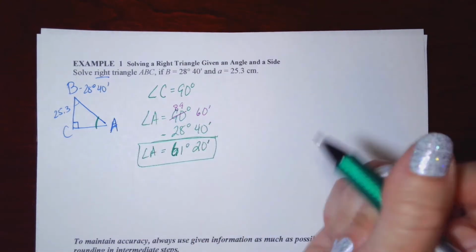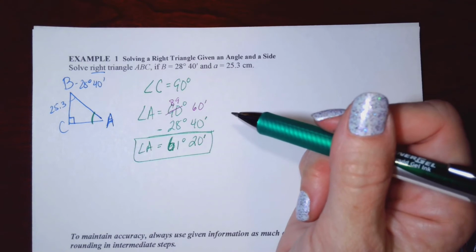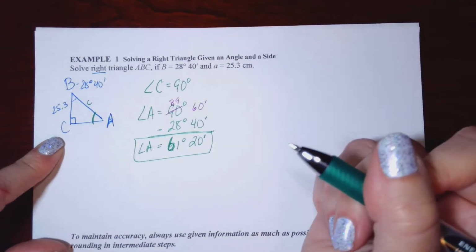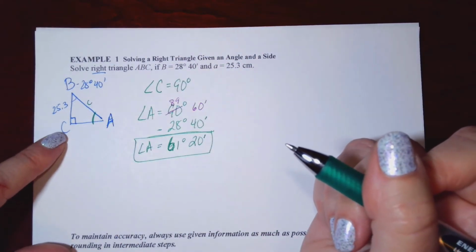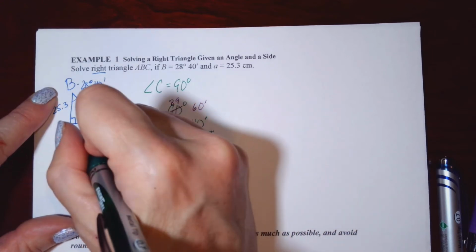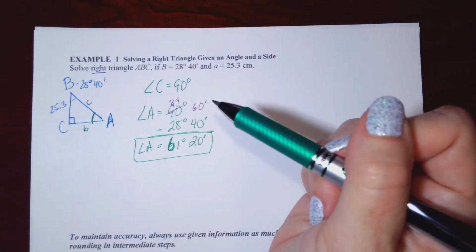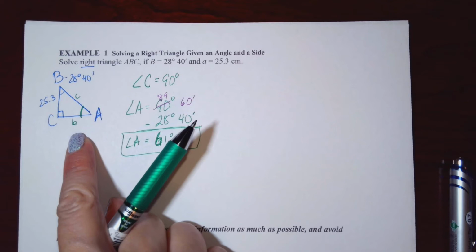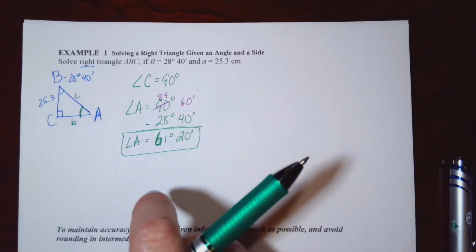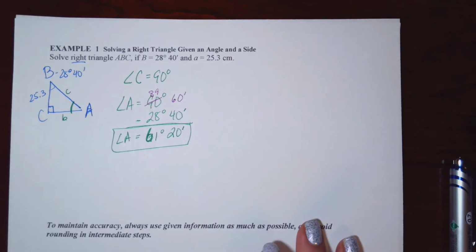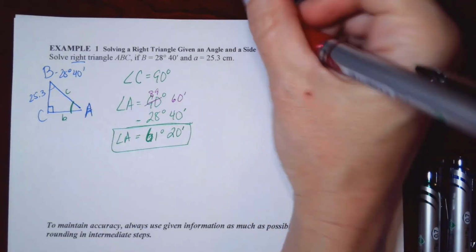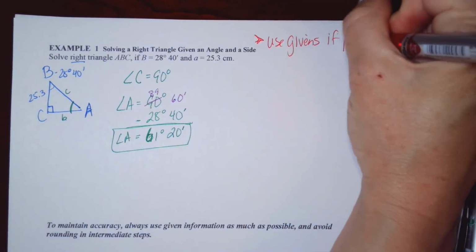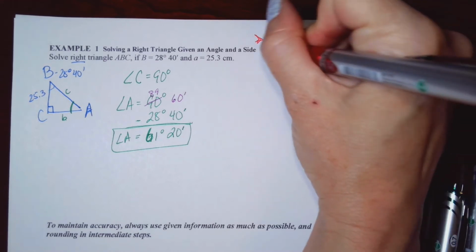61 degrees 20 minutes. Now, as I take a look at this, there are some things that I notice. For example, C is my hypotenuse, so side C is going to be the longest side because this is my largest angle. Side B is going to be my shortest side because it is opposite my smallest angle. Now remember, we said that our triangle doesn't have to be drawn to scale. We just know that we've got a right triangle, we've got a sketch, so we can pair up our measurements successfully. Now, you always want to use your givens if you can. Use your givens if possible.